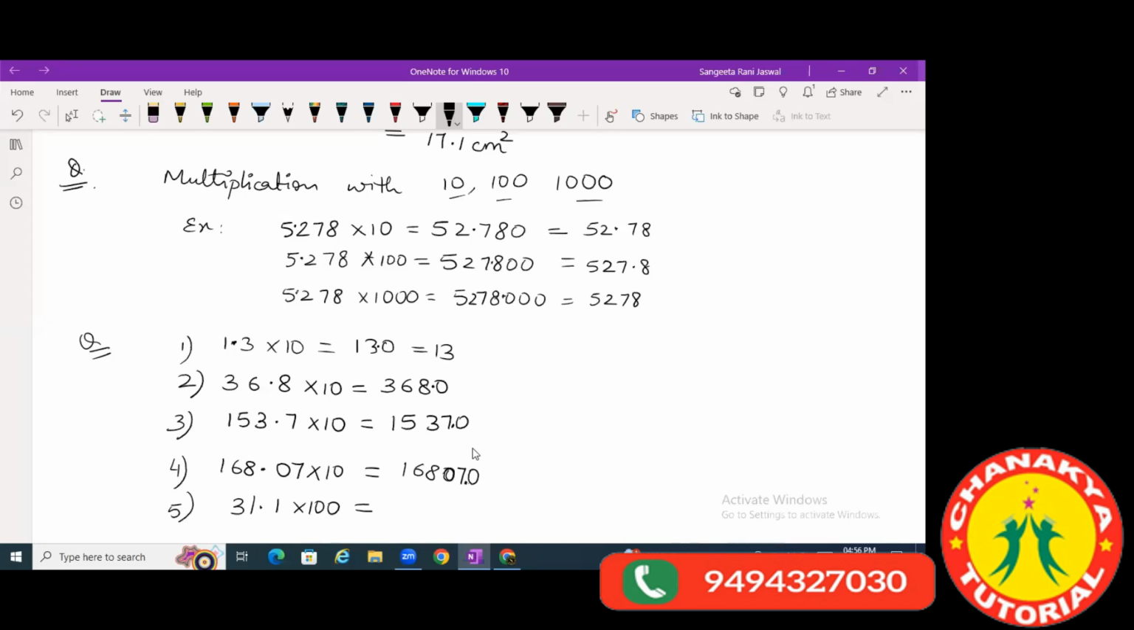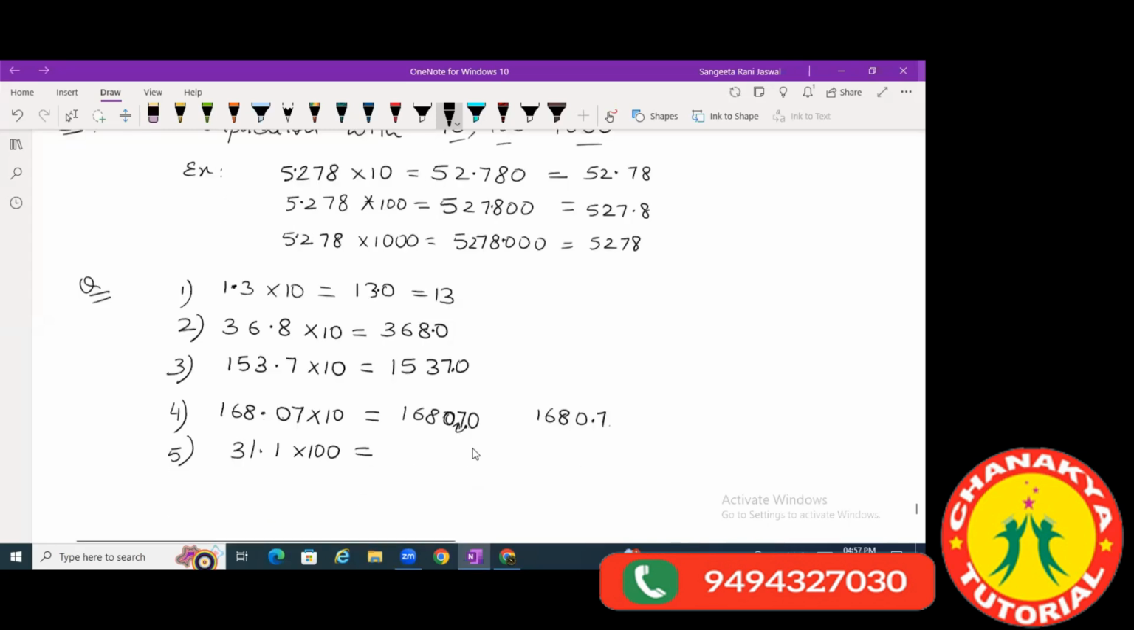Ma'am, I got a different answer. What did you get? See here, the decimal point should be here. Here you have two decimal places. Yes, Bhavesh, your decimal point should be here. Yes, ma'am, I got that. Same, ma'am, I got the same answer. Bhavesh, your decimal point should be after two places.